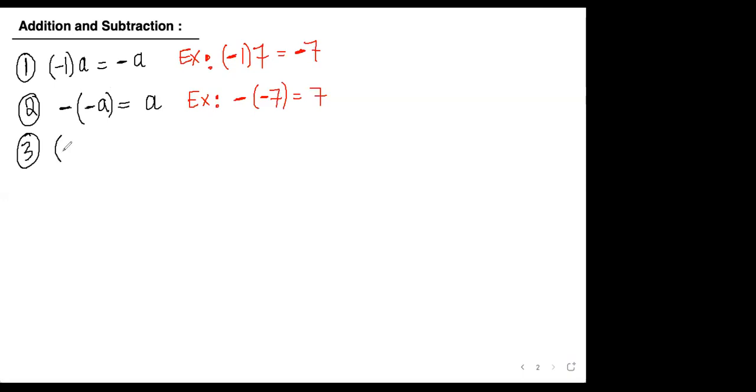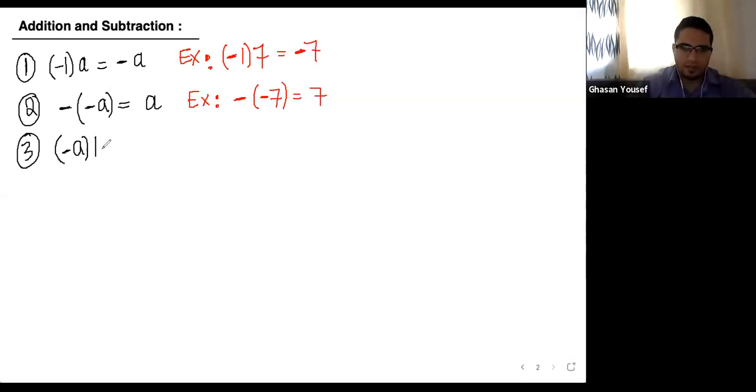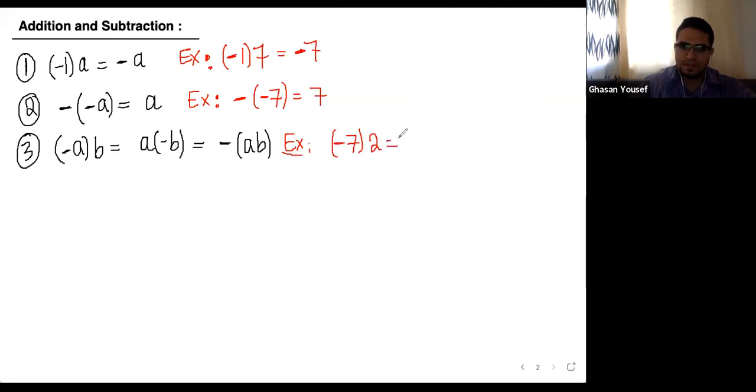The third one, if I'm multiplying minus a with b, this gives me a times minus b, and this is the same as minus outside of a times b. So the minus can move to the second number, or we can move it outside and multiply both of the numbers. Example for that, minus 7 times 2 is the same as 7 times minus 2 is the same as minus of 7 times 2.